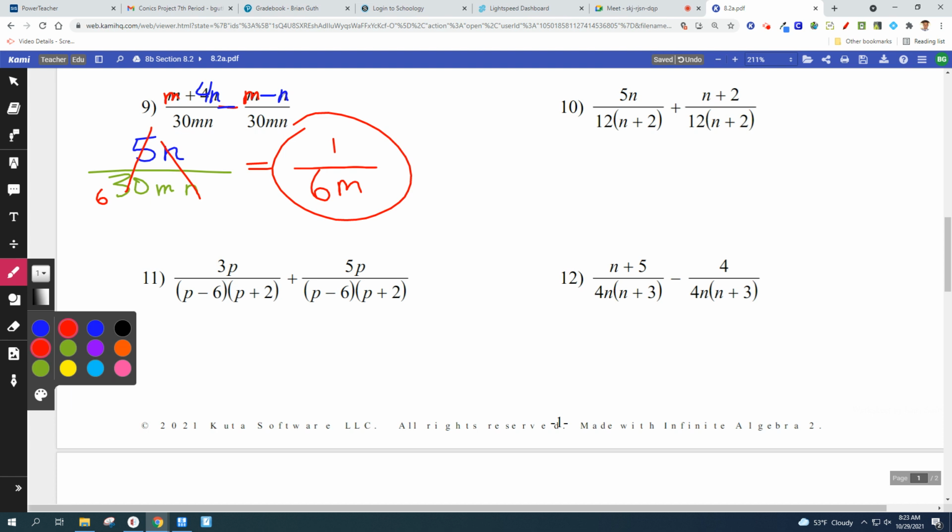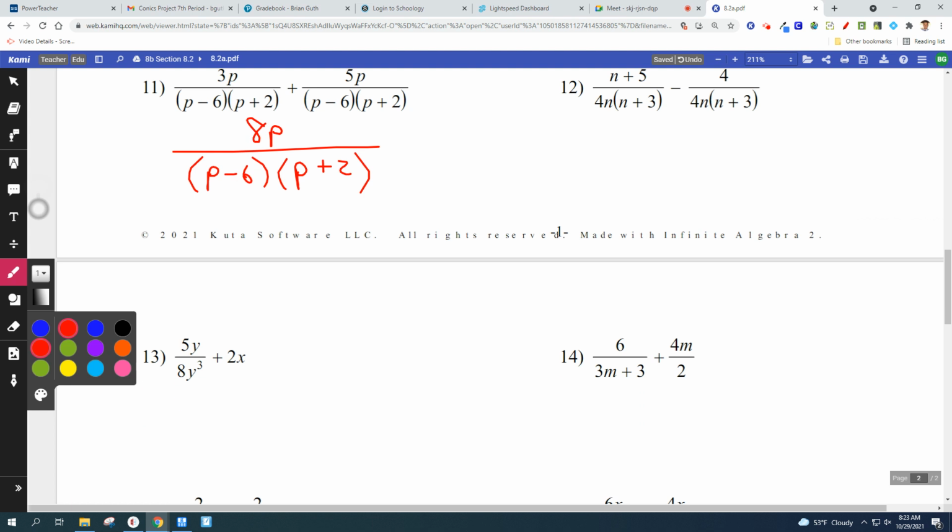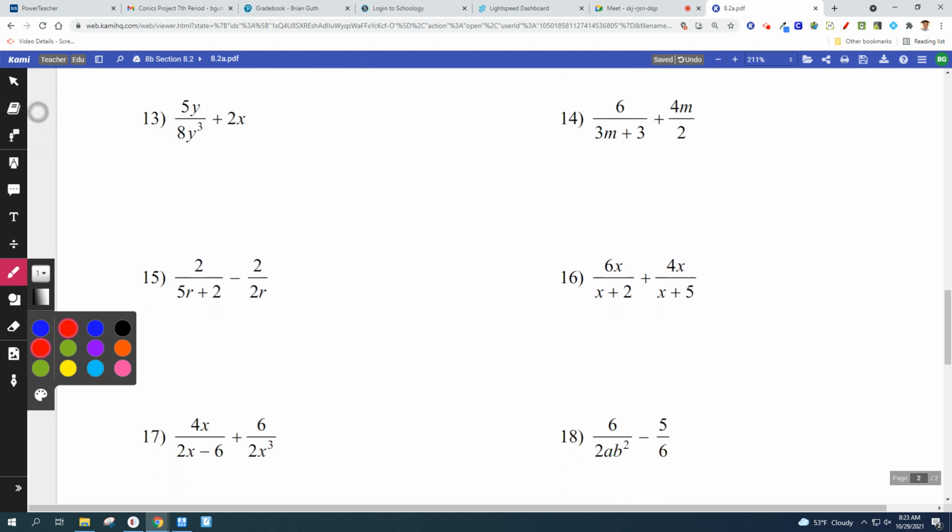Okay. Problem 11. I know that looks complicated, but you see how the denominators match? If the denominators match, we can just go straight to it. I know the answer is going to be something over this. So just combine your numerators. 3p plus 5p is 8p. There's nothing that reduces here, so that's your answer. That's it. That's all there is to it. These problems do not have to be hard. The hard part is when you're going to have to factor. And that's what's going to come up on the back, I think.